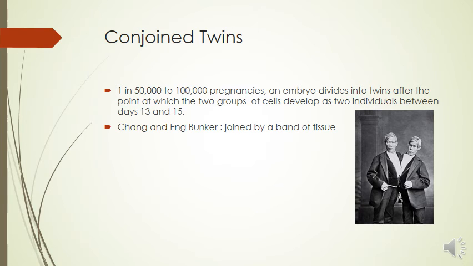One of the most famous of the conjoined twins were Chang and Eng Bunker, who were joined by a band of tissue near the breastbone. It was a 5-inch ligament which actually attached them. They were from Thailand, and because they were Asian, this is why they were referred to as the Siamese twins.